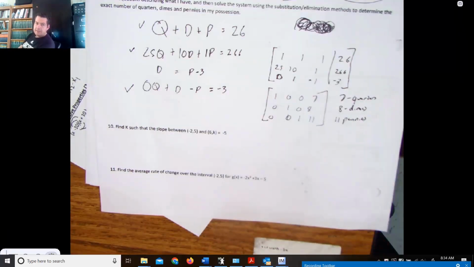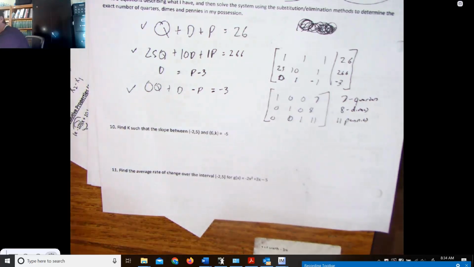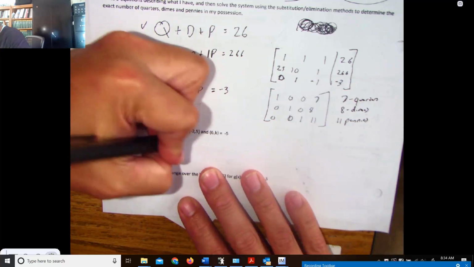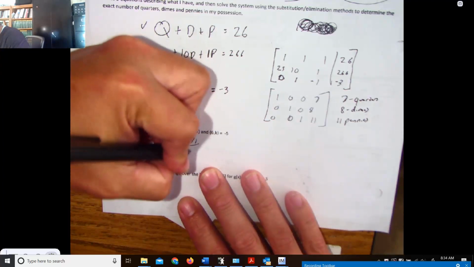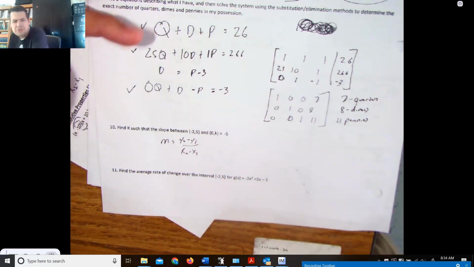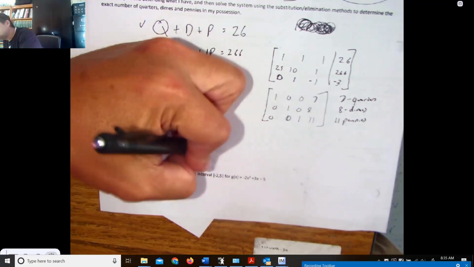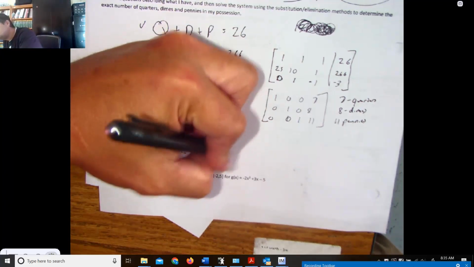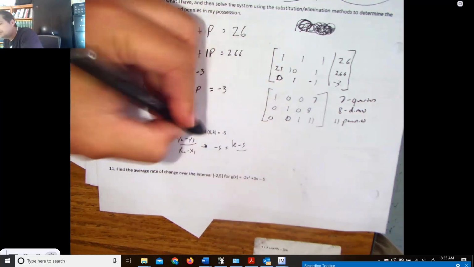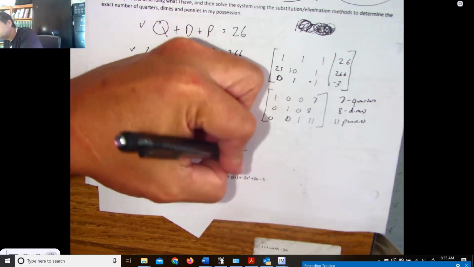Find k such that the slope between -2, -5 and 6, k is -5. So I'm just going to write down the formula for slope and see where it takes me. Slope is y2 minus y1 over x2 minus x1. I'd say 2 out of 3 know that formula, which is a real shame. Why isn't it every one of you? Like, why? Plug some stuff in. -5 is k minus 5 over 6 minus a -2.